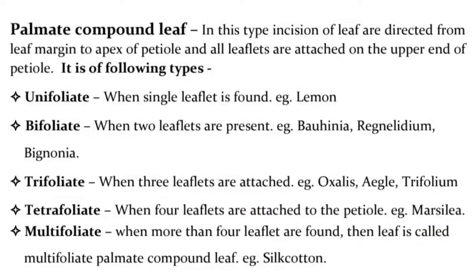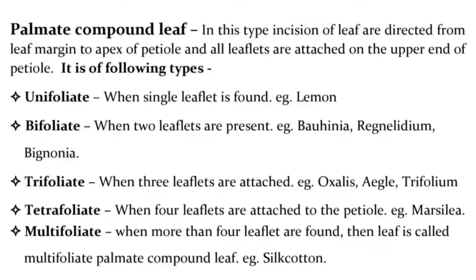Palmate compound leaf. In this type, incisions of the leaf are directed from the leaf margin to the apex of the petiole and all leaflets are attached on the upper end of the petiole. It is of the following types. Unifoliate: when a single leaflet is found, e.g. lemon. Bifoliate: when two leaflets are present, e.g. Bauhinia, Regnellidium, Bignonia. Trifoliate: when three leaflets are attached, e.g.